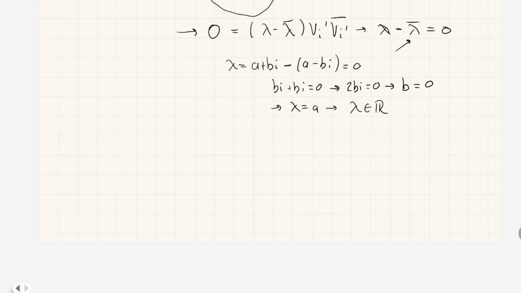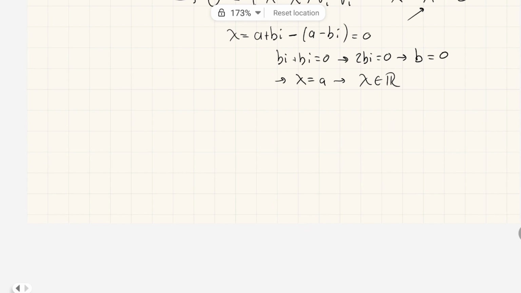Perfect. So what we are going to show now is that if we take different eigenvalues for two eigenvectors, this is going to mean that these eigenvectors are going to be orthogonal. So that is what we are going to show now. Let's introduce an eigenvector. Let's say it is going to be wi prime. This is an eigenvector of I.